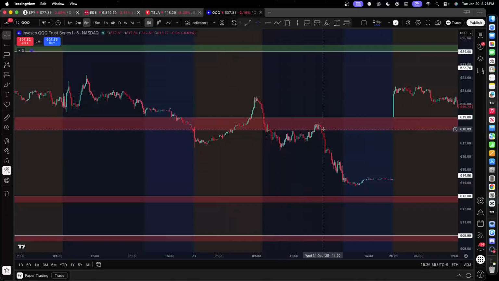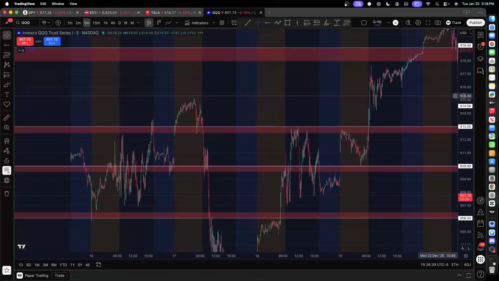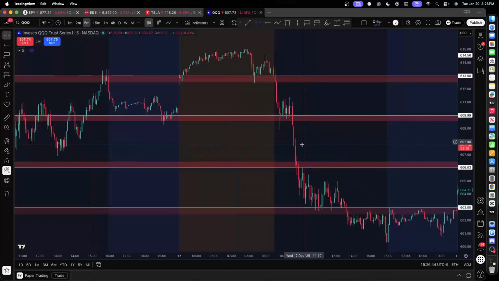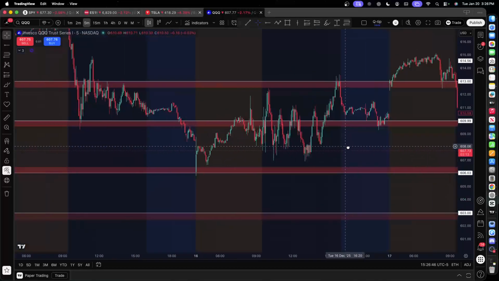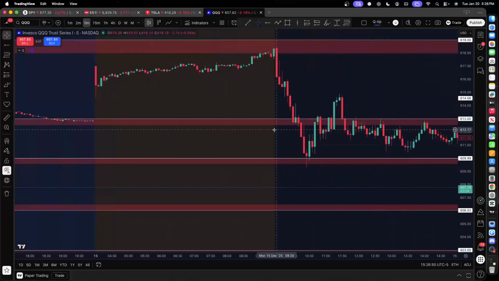Break, retest, bam. On a higher time frame, I mean, they're literally all over the place if the levels are right. And we're going to get into how to do that. There's one right there. Break, retest, bam. Nothing day. And it's not always perfect. Right?